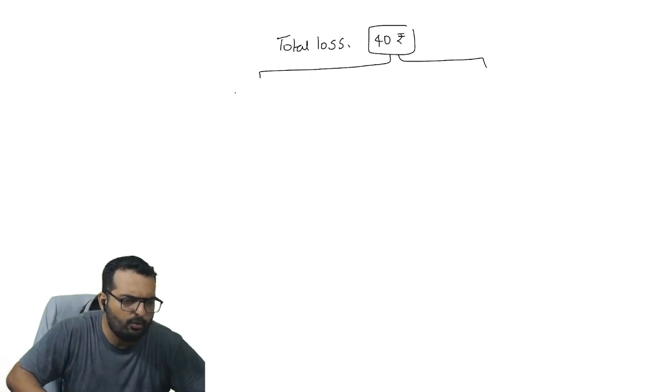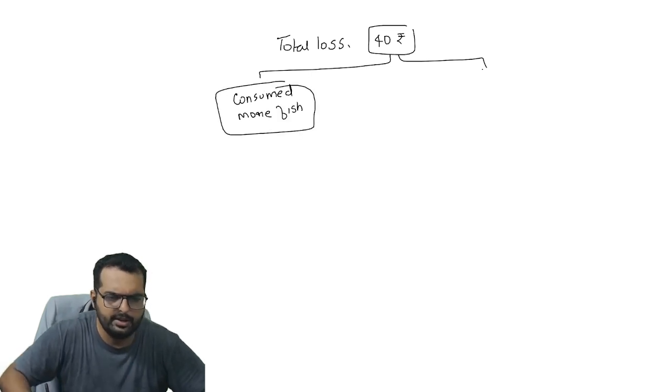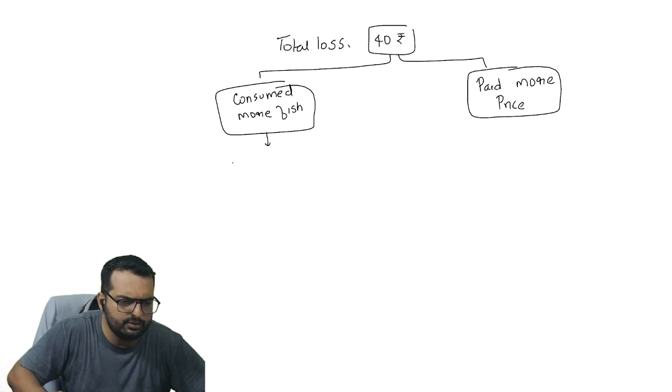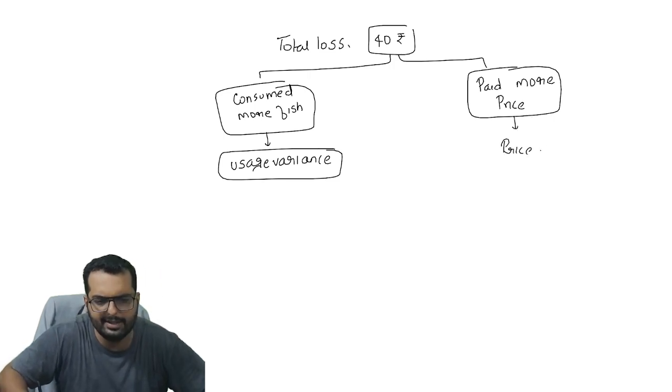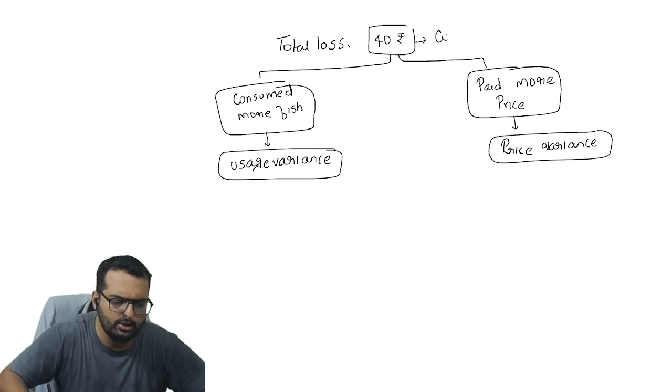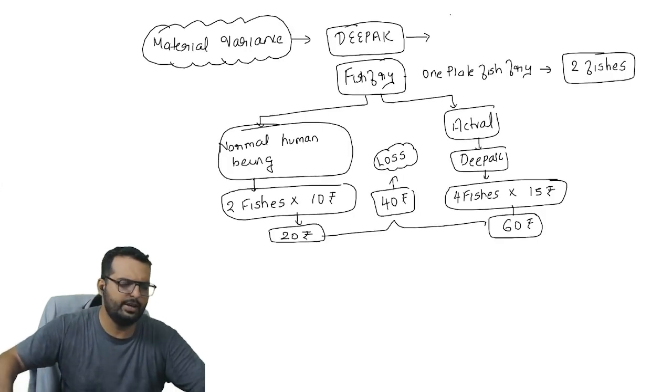Now, friends, this total loss of 40 rupees is due to two reasons. Reason number one: he consumed more fish. Reason number two: he paid more price. Consuming more fish is what we call usage variance. Paying more price is what we call price variance. And this 40 rupees is what we call the cost variance. Can you write down till here in your books now, friends?